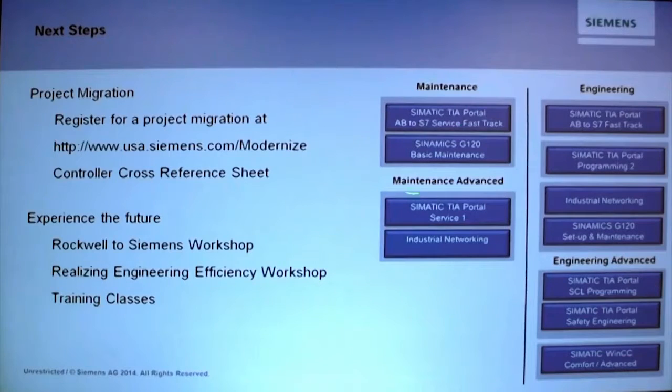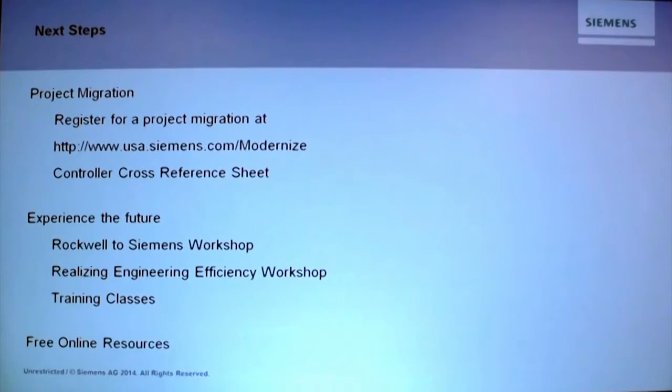So you've got maintenance training classes: SIMATIC TIA Portal AB to S7 Fast Track, G120 Basic Maintenance, TIA Portal Service 1, and engineering training classes: TIA Portal Programming 1, 2, and then advanced engineering. You see it down here at the bottom. Tons of training classes that are available for you to learn more about this.